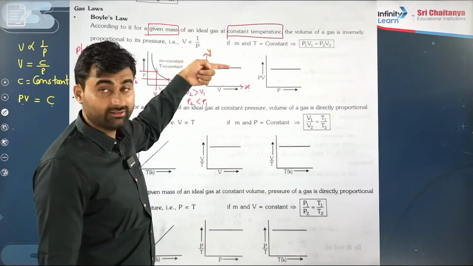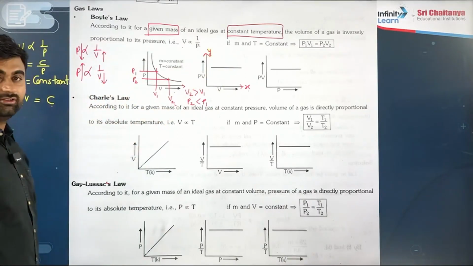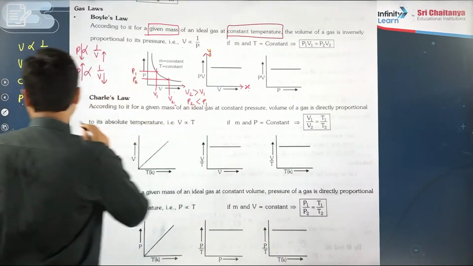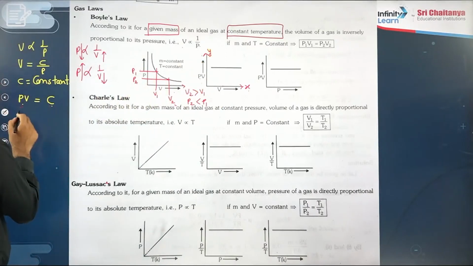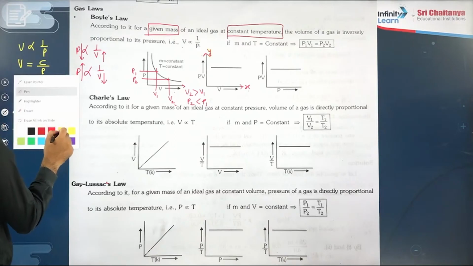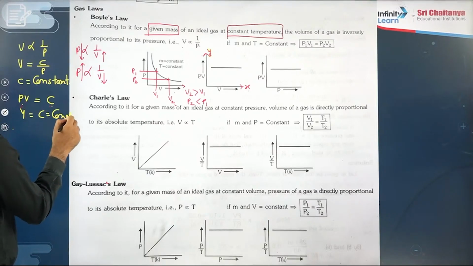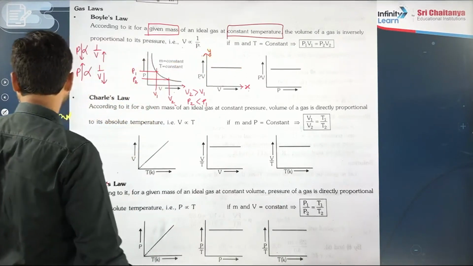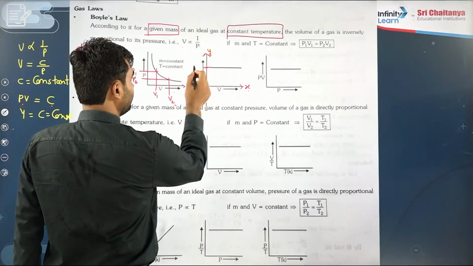That's why the graph between PV and volume is a straight line. Why a straight line? Because PV is not changing, PV equals constant. Here on the y-axis we have PV, so this is y. Y equals constant, C is constant. So you can see here this y value is constant.